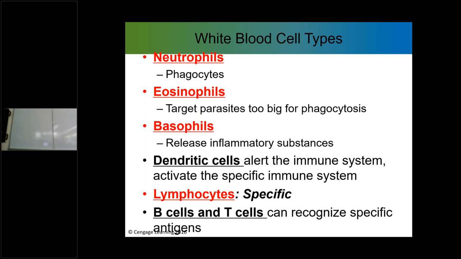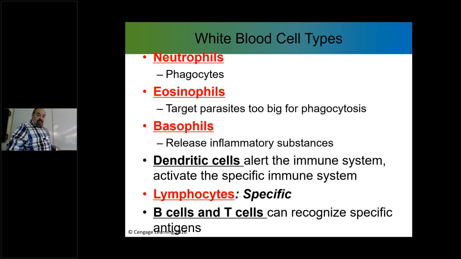All right, so dendritic cells. Dendritic cells alert the immune system. Like I said, they will eat, quote unquote, phagocytize, anything that's going to make you sick, any of these cells that have been infected or that are coming into the body. And again, they're going to alert your specific immune system. So those dendritic cells are very important. The B and T cells, those lymphocytes, white blood cells also, can recognize these specific antigens and initiate a specific immune response, that adaptive immunity.